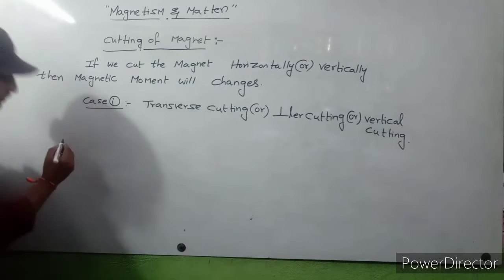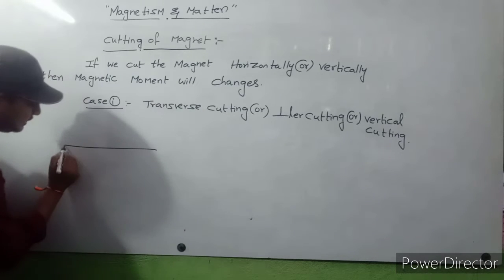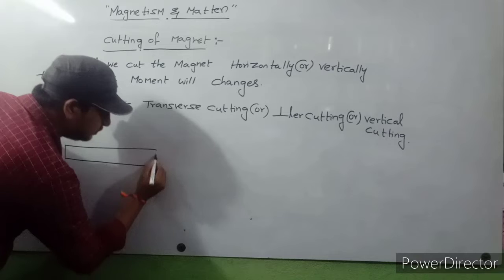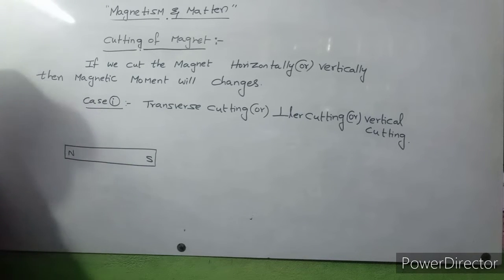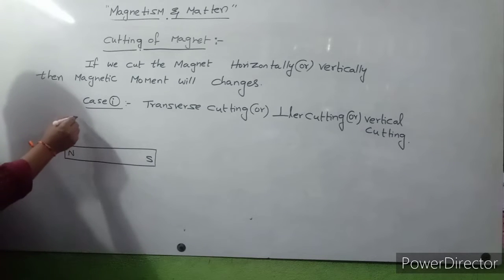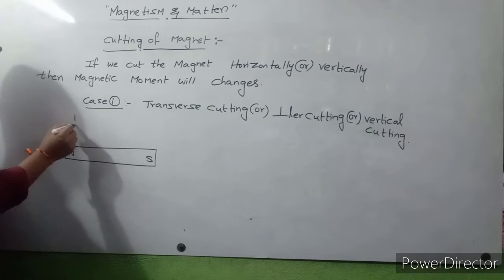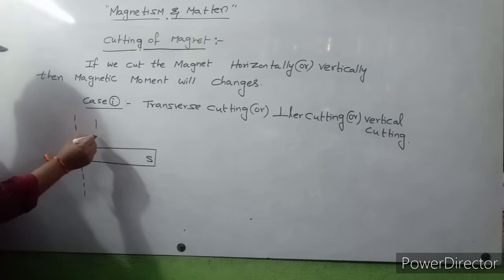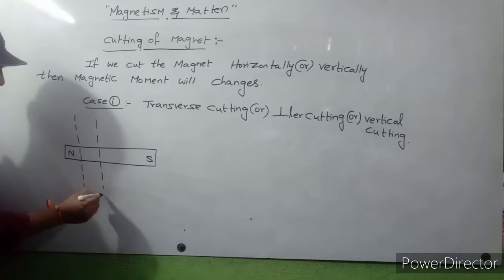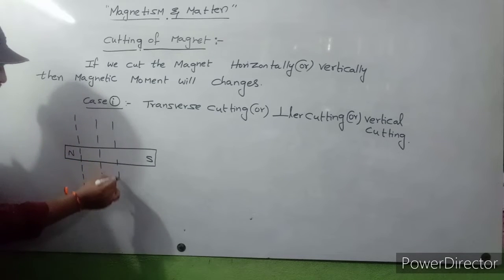So for example, let us consider a bar magnet. So this is a bar magnet, it contains two poles, north pole and south pole. Now it is cut into, so what is this? This is vertical cutting.